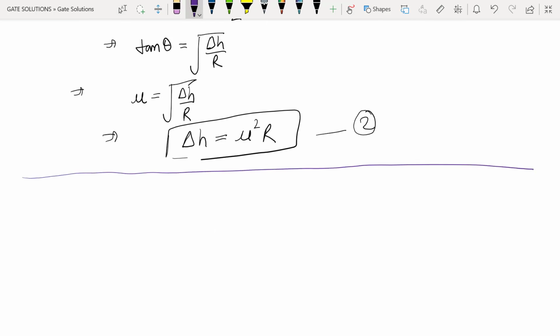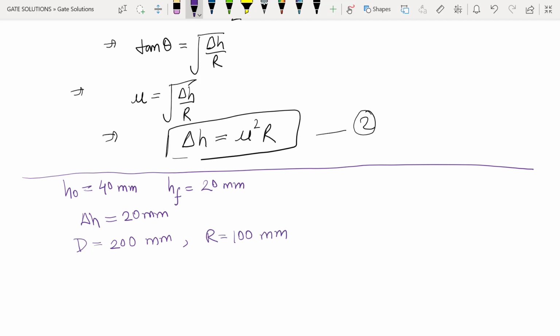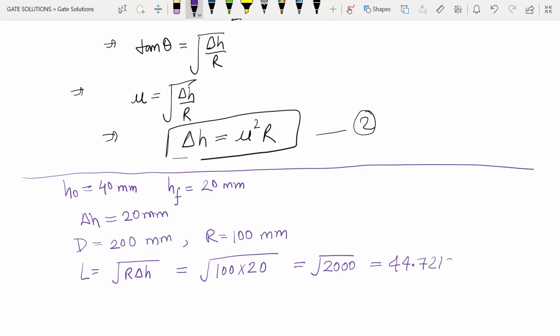Now what is the given data here? We have been given H naught is 40 mm, H final is 20 mm. So we can get from here delta H. Delta H is 20 mm. Now the diameter of roll is 200 mm, so here R will become 100 mm. Now we have to calculate the projected length. So L is equal to under root R delta H. This is equal to under root 100 multiplied by 20, which is 2000, that is equal to 44.7213 mm.